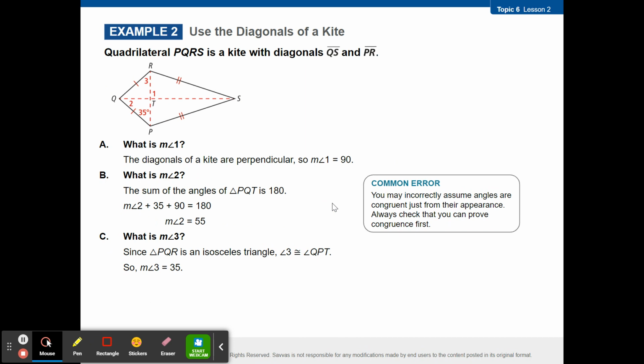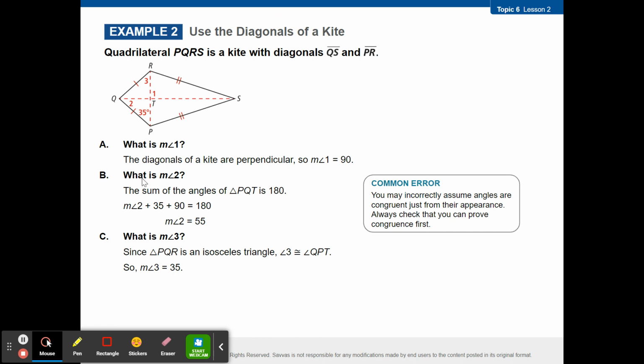So here's our quadrilateral. PQRS is a kite with diagonals QS and PR. So what is the measure of angle 1? All right. So in this case, where is angle 1? Oh, there it is. Angle 1 should be 90 degrees. Again, these diagonals are perpendicular. We know this is a kite because these two sides are congruent and these two sides are congruent. So that means that all the other rules apply.